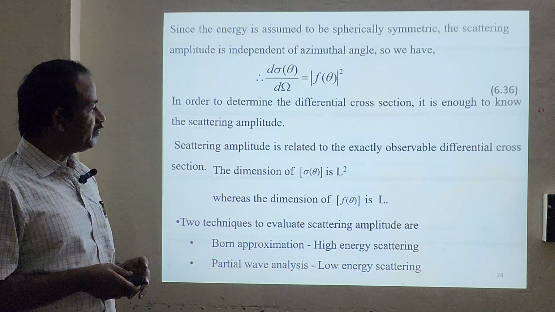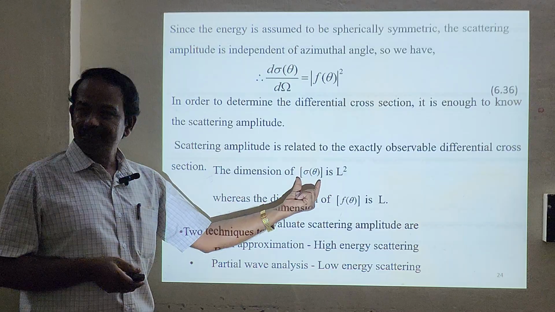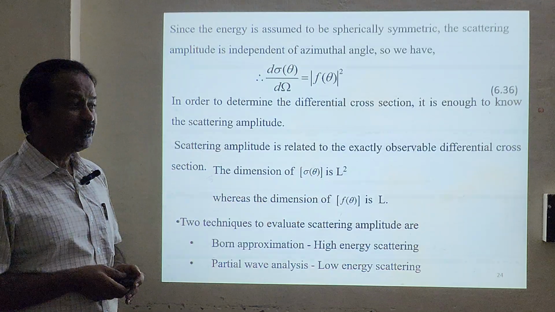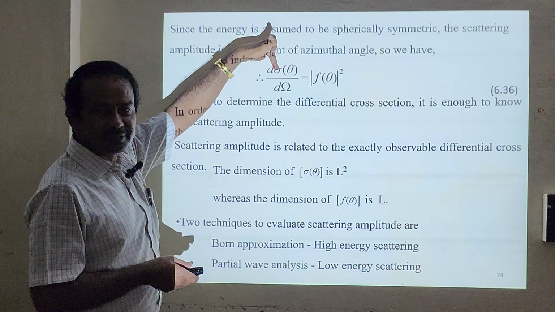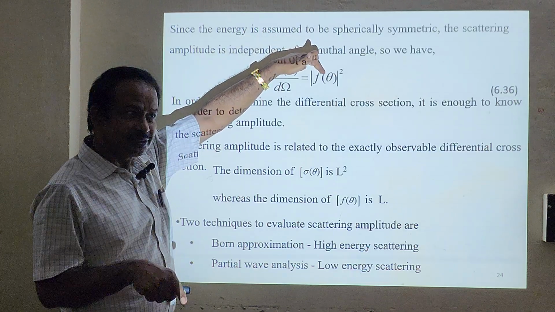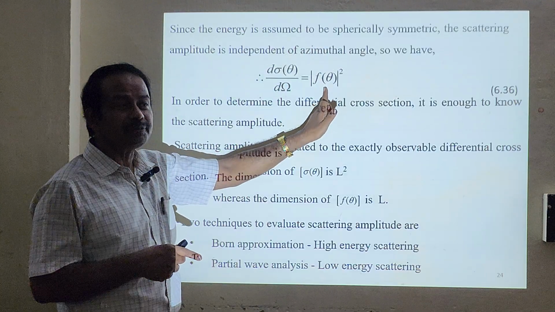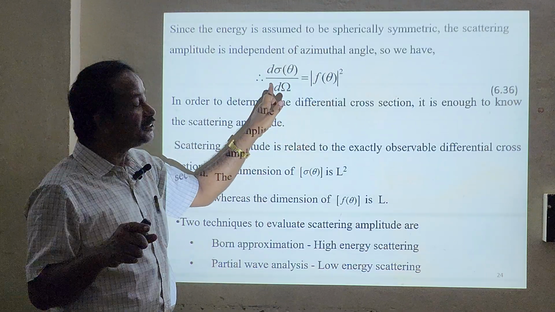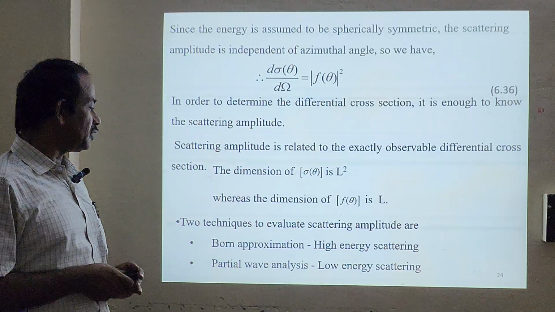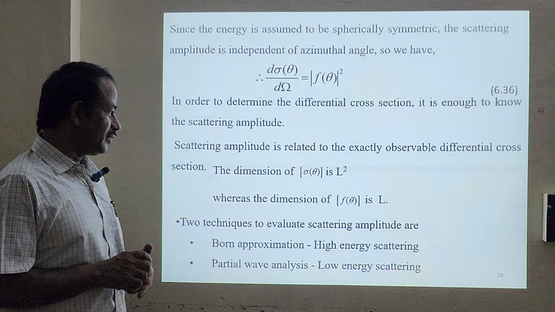One more very important thing: as I said earlier, the total cross section and differential cross section have the unit L squared. And of course this is L squared, so the unit of scattering amplitude will be L. So the unit of scattering amplitude will be L, and the differential cross section will be L squared. So don't forget.